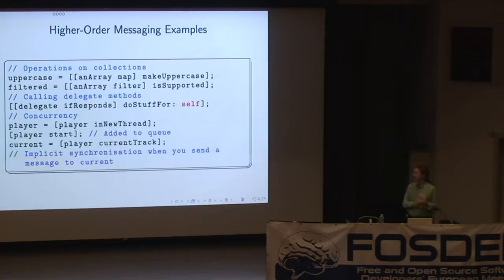The last one is probably my favorite one. This in-new-thread message returns the proxy that has the object wrapped up in its own thread with its own message queue, and that's using a lockless ring buffer to push the messages across very quickly. So now you send the start message, and that's added to the queue. It returns immediately, and then in the other thread it starts playing. You send it a current track message, and it returns a proxy object. And then you send a message to this return value, and then you get the synchronization. So it doesn't block until you actually try and use the result from calling the message in the other thread.